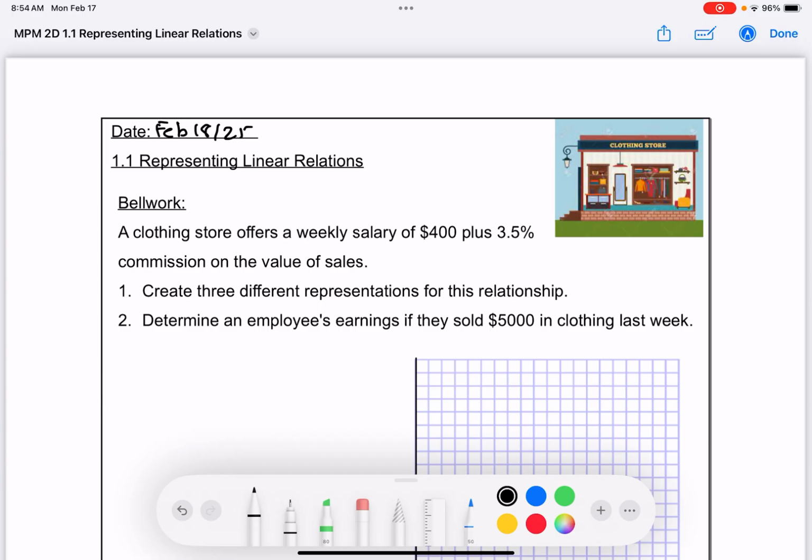The first part of this question wants you to remember the 4 different representations for a line that you learned last year. So I've given you a description. Okay, so that's one of them. It's probably pretty obvious that another one is a graph since I gave you a grid. And then there's 2 other ways you could represent the situation. So what I want you to do is go think about that, and then see if you can determine an employee's earnings if they sold $5,000 in clothing last week. Okay, so go do that. Pause your video for a few minutes, and then restart the video, and you can listen to me run through it.